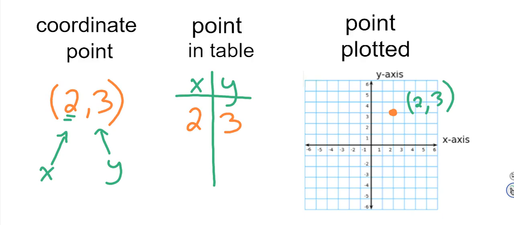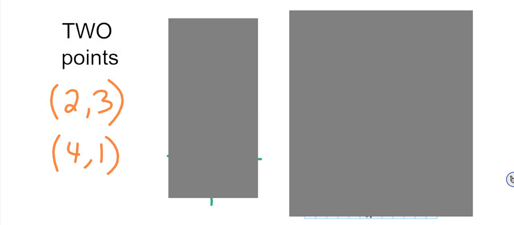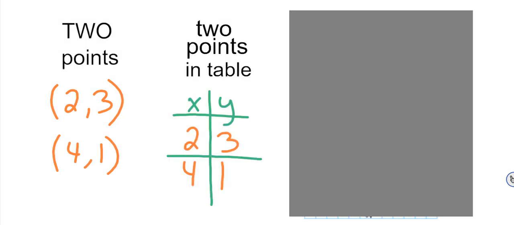Okay? All right. So just a quick little review to remind us what it means when we see a 2, 3 with parentheses around it, and how do we put it into a table, right? So just a review for that. Now let's go ahead and look at 2 points. Let's do the same thing where we have 2 coordinate points, and we put those 2 points in a table. I like to call this a table for 2.